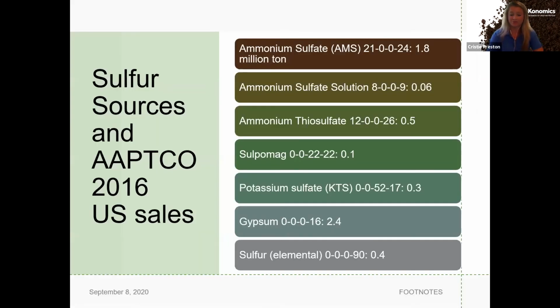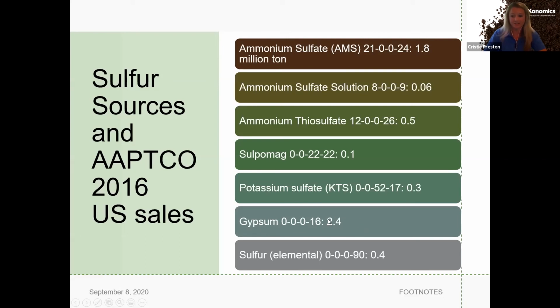The most common sources of sulfur fertilizers are ammonium sulfate solution, ammonium thiosulfate, sulfomag, potassium sulfate, gypsum, and then elemental sulfur. And here I also have the values from 2016 of how much fertilizer was sold. But as you can see, 1.8 million tons of ammonium sulfate, or AMS, or 2.4 million tons of gypsum.